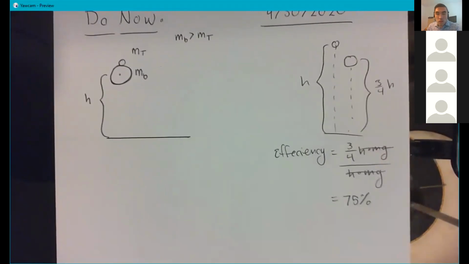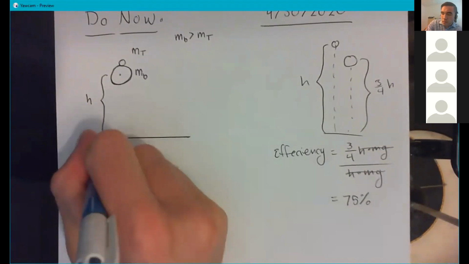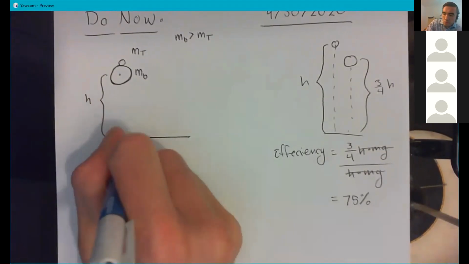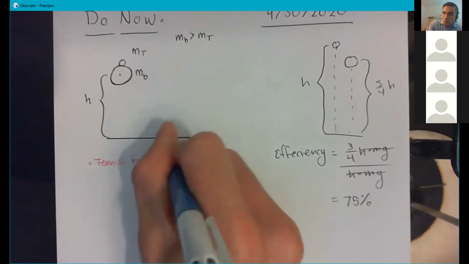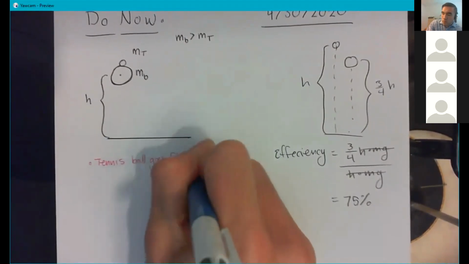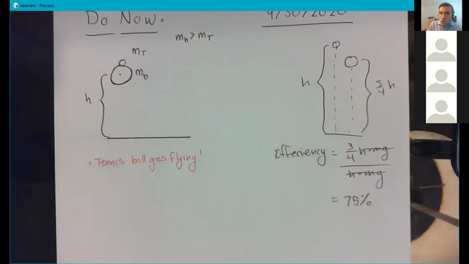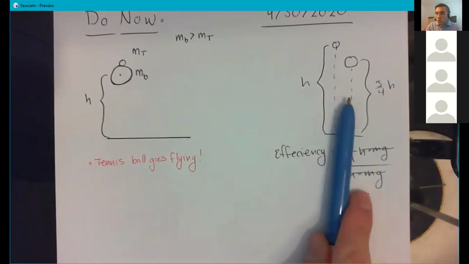So every single time it bounces, it's going to bounce back up to 3/4 its height, and as a result, it's going to decay away exponentially as time goes on. However, over here on the left, like Michael said, the tennis ball goes flying, which is strange because if conservation of energy is true, it shouldn't do that.